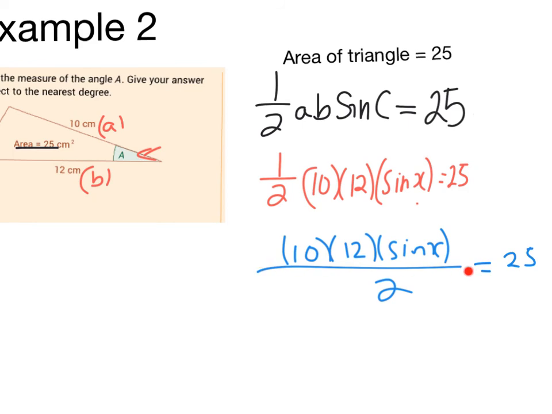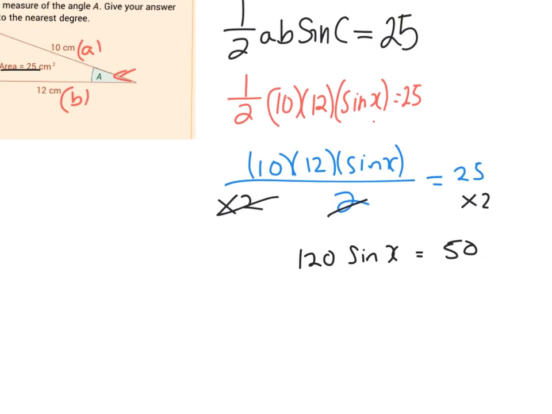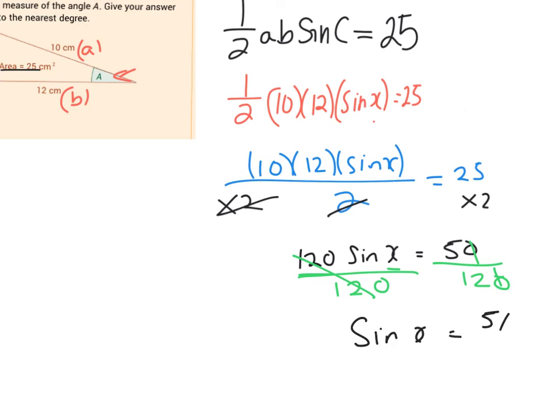It's stuck in a fraction. So the best thing I can do here is I'm going to multiply both sides by 2 and get rid of the fraction. So they're going to cancel, and then up on top here I'm going to be left with 120 sine X equals 50. So that was my 25 by 2. And now I want to just get the X. So the first thing I'm going to get rid of is this 120, but it's obviously attached. So I'm going to divide both sides by 120. They cancel, and I'm going to get sine of X equals 5 over 12.